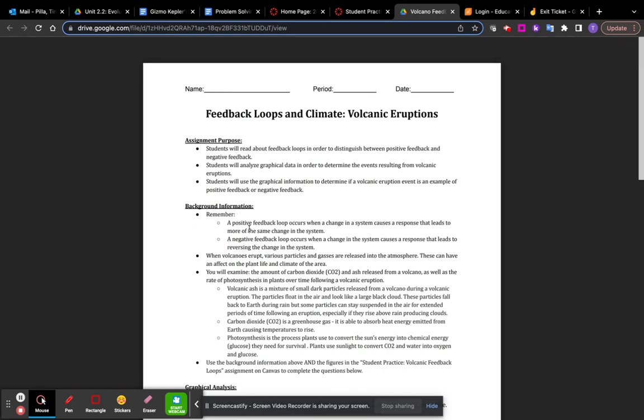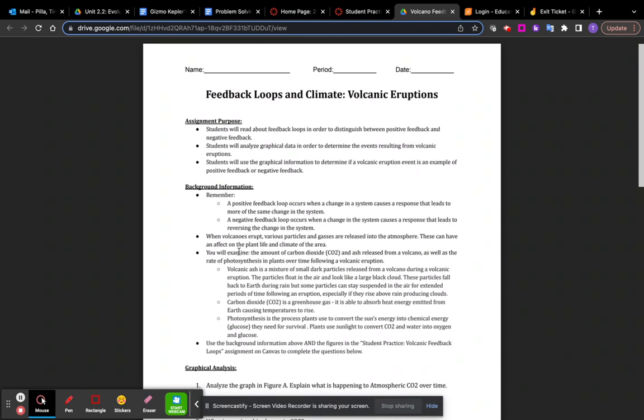So this one, you're going to have to really read carefully. This background information is going to help you a lot. Essentially, what I did was I gave you everything you need to solve this problem. What I want you to do is to figure out if this volcanic eruption that I describe here is an example of positive feedback or negative feedback.